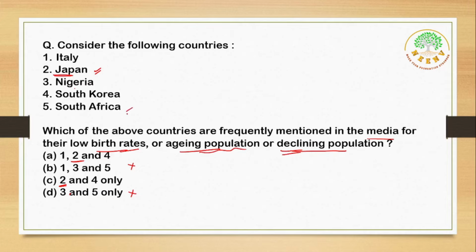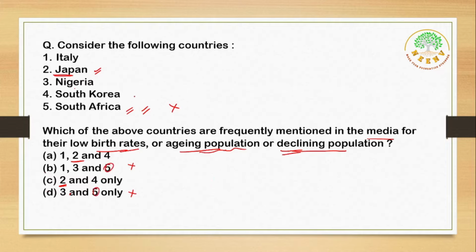And they say that South Africa is suffering from an aging population. Do you think so? South Africa, and the African continent in general, just like India and China, would rather suffer from population explosion than from aging population or declining population. The problem of India, China, and these African nations is population explosion, not the other way around. So South Africa should not be in the answer. So we have to remove option 5 and option D. So again here we can remove options B and D.